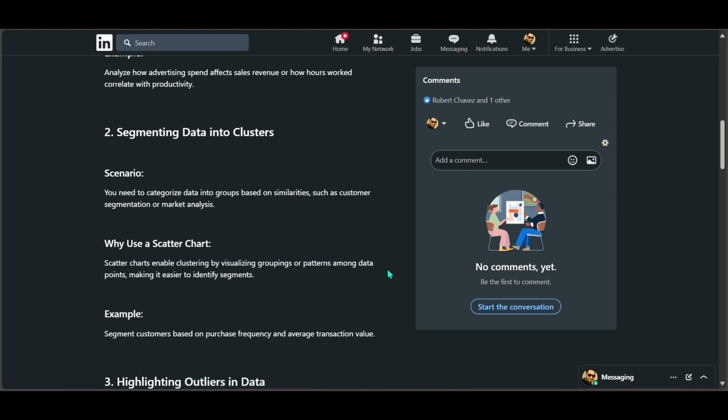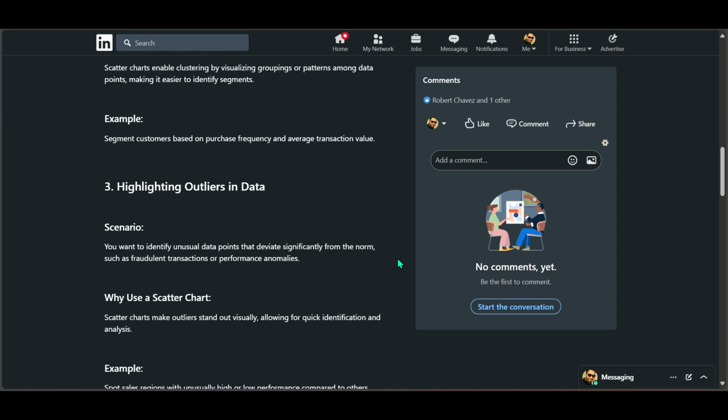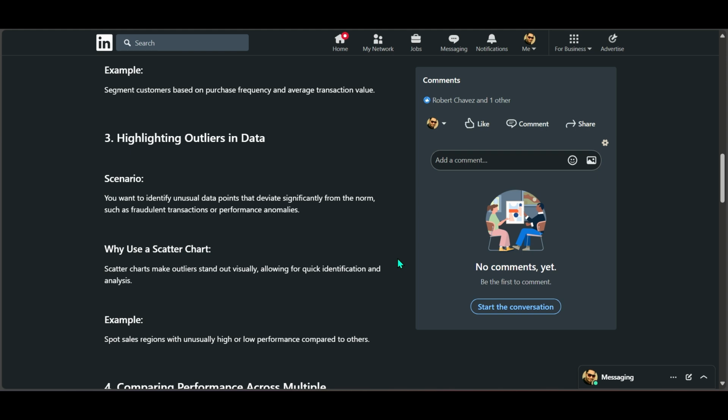Second, scatter charts shine in segmenting data into clusters. For example, you can group customers based on their purchase frequency and average transaction value, helping you tailor strategies for different customer segments. Third, use scatter charts to spot outliers.